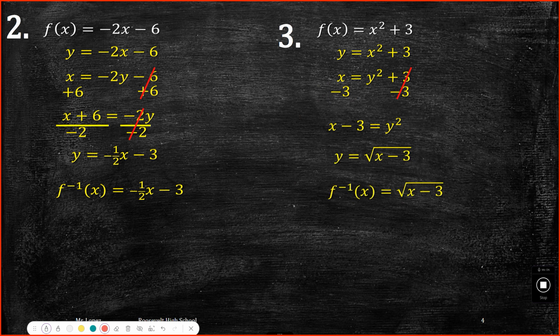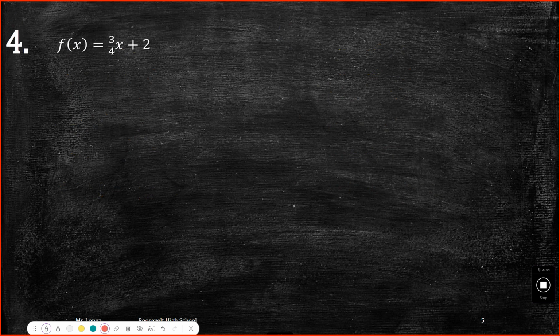Good. Let's see. Is there one more? I think this is it, or is there more? There's more. Let's go to number 4. F of x is y, and y is going to turn to what? X. And x is going to become what?